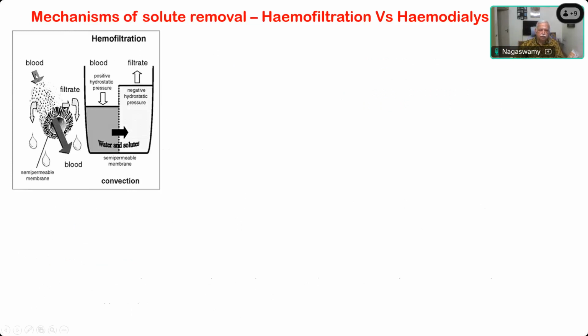So the patient's blood is drawn out of his body. Extracorporeally, it is pumped through a filter at high pressure. So there is a positive hydrostatic pressure where the blood comes in. And there is a semi-permeable membrane. There is a gap here on the side of that filter kidney. And because of the pressure, what happens? Water, and mainly water alone, goes into the empty compartment here. And along with the water, some of the solutes will also be taken. That is what we call solute drag.